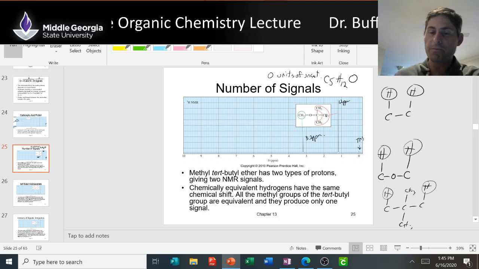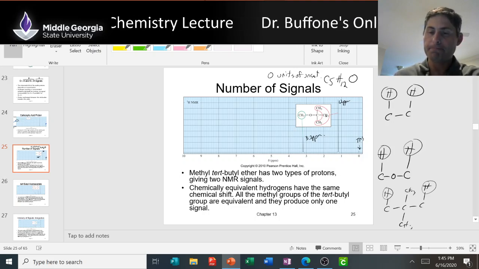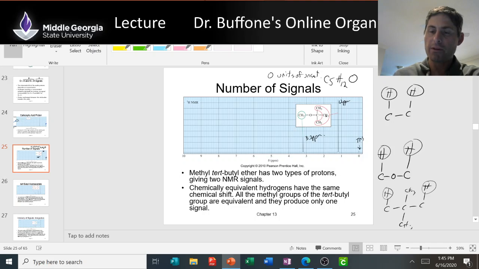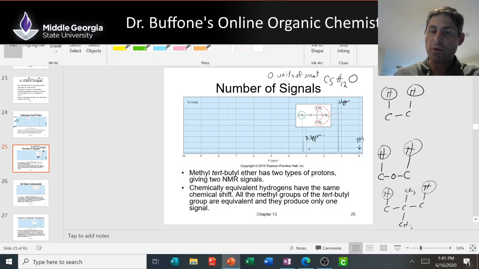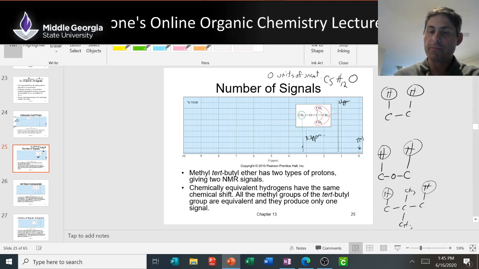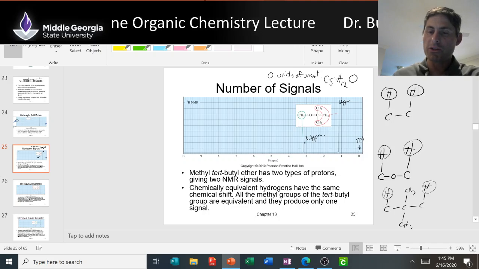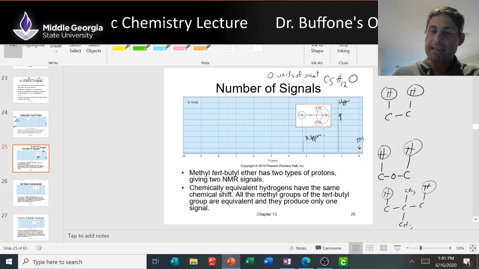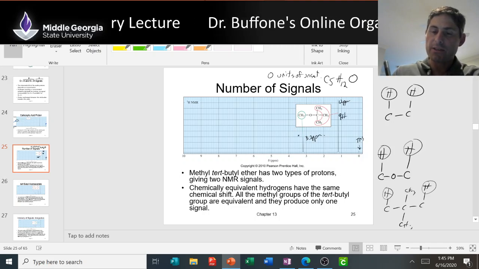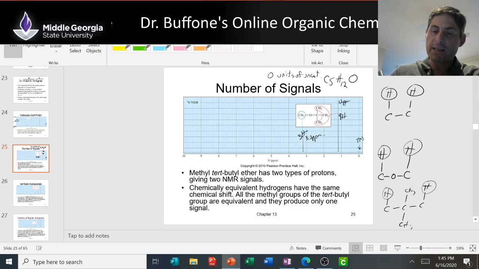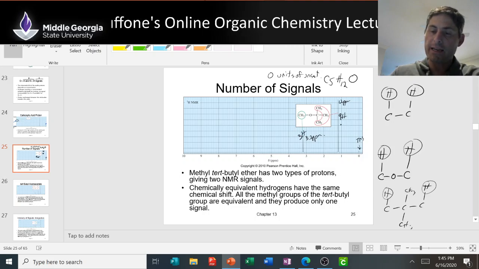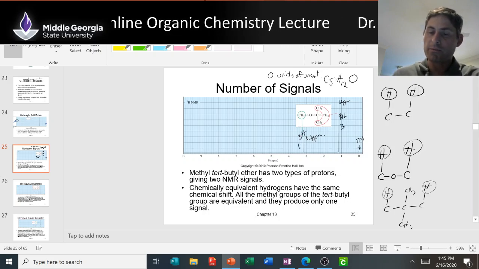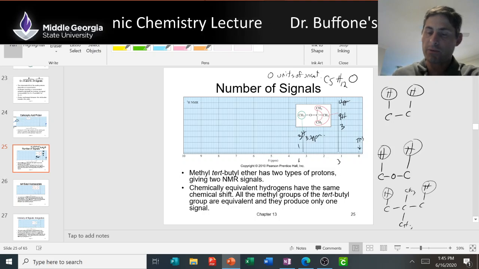So here you go. You have this peak, which is way more intense than this peak. So if we do the integration, we find that this is 9 protons and this is 3. But we might not get 9 and 3. We might get a 3-to-1 ratio, right?